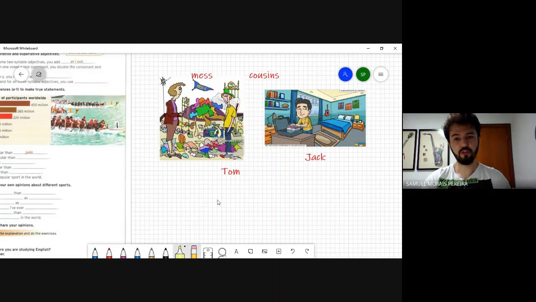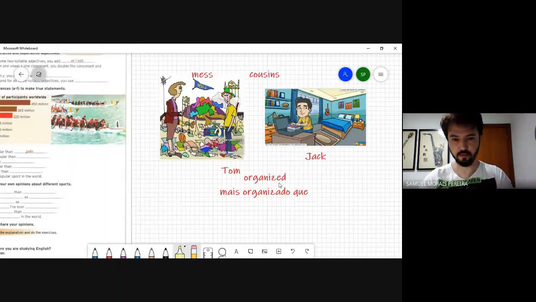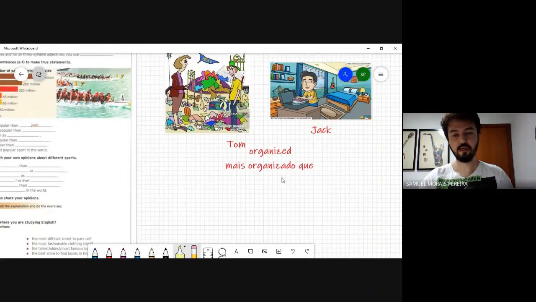O quarto de Jack é mais organizado que o quarto de Tom. How do I say that? A Kátia disse, organizado em inglês é organized, right? So how do you say that sentence in English? Any volunteer?